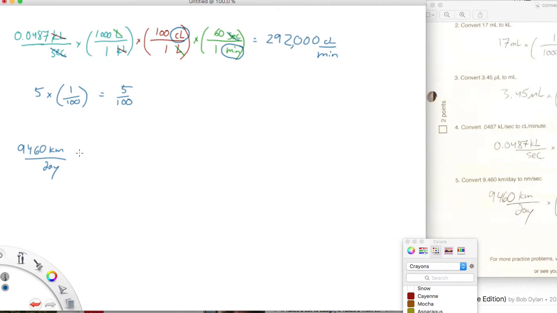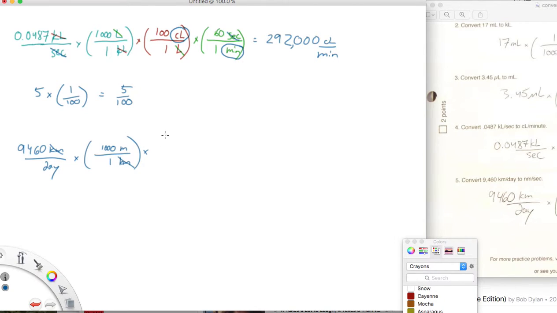Kilometers per day into nanometers per second. So first I'm going to convert kilometers into nanometers. So I'm going to go through my base unit of meters. So kilometers are going to go on the bottom and meters on the top because I want to get rid of my kilometers. And there are 1,000 meters in 1 kilometer.